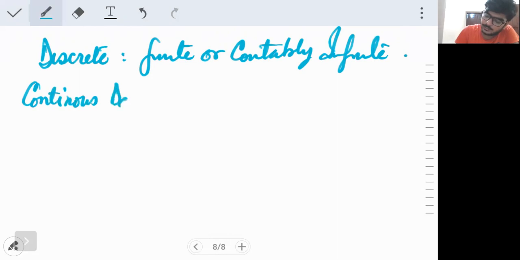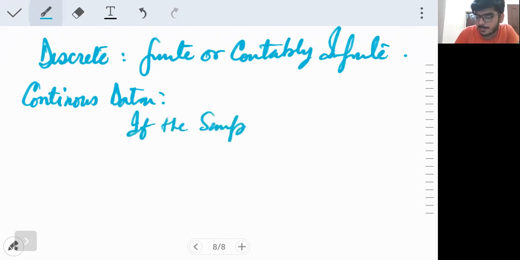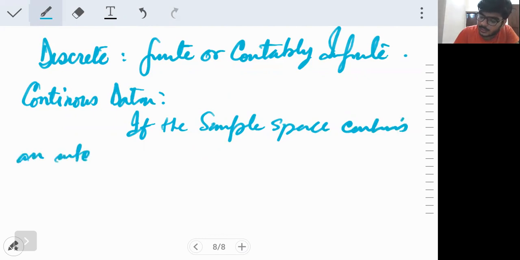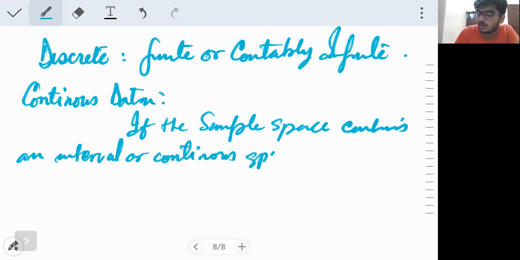Now we'll see continuous data. How to define the continuous data? The qualitative data are called continuous if the sample space, we are going to play with the sample space, contains an interval or a continuous span of real numbers.